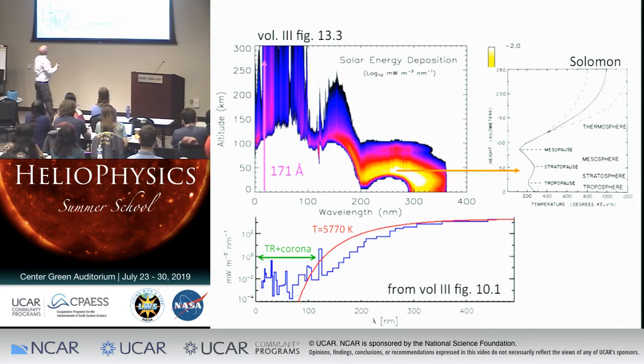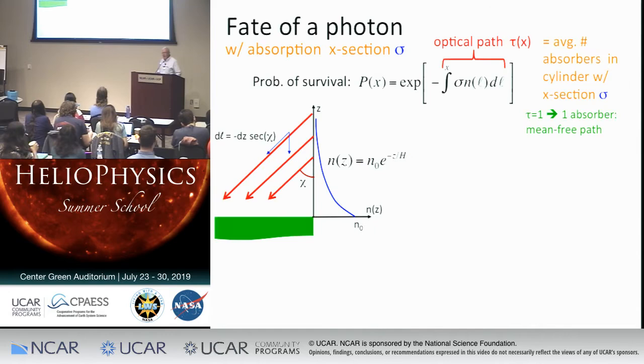So to really understand that, we need to think about the fate of a photon. We need to think about how a photon is making it into the atmosphere. And the only thing I'm going to think about in terms of the very complicated interactions of photons with molecules is the cross-section for absorption, sigma. I'm just going to imagine I know what that sigma is, that cross-section, in centimeters squared. That's the cross-section for one molecule, an average molecule, to absorb a photon of a given wavelength.